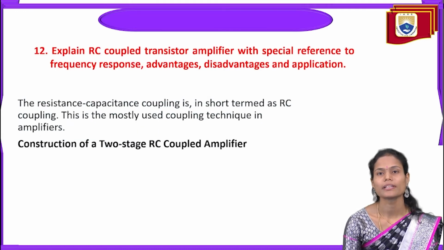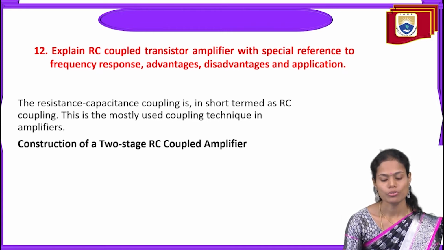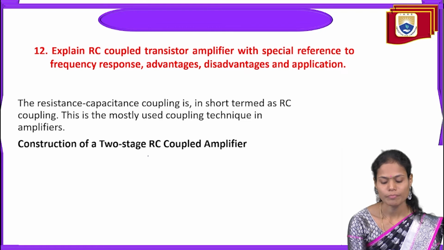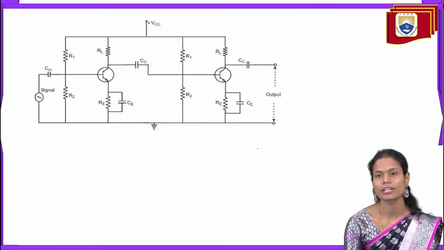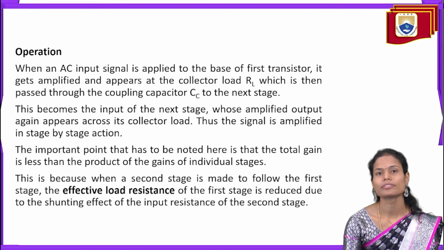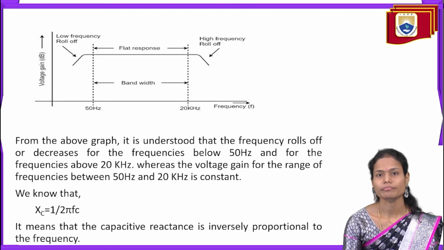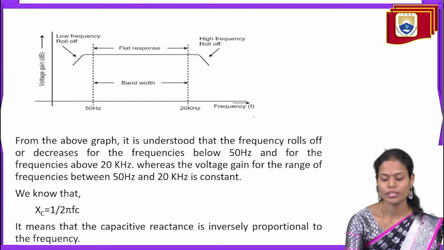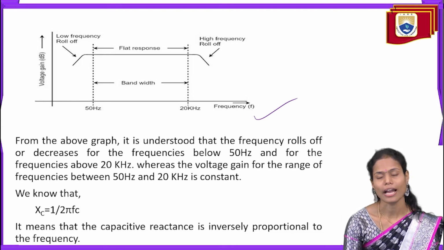And next, explain RC coupled transistor amplifier with special reference to frequency response, advantages, disadvantages, and application. So here we need to construct the RC coupled amplifier. We need to give the construction of the RC coupled amplifier, and we need to explain what is the operation of this RC coupled amplifier. And after that, we need to give the frequency response of the RC coupled amplifier, how it is behaving at low frequency, at high frequency and at medium frequency range.